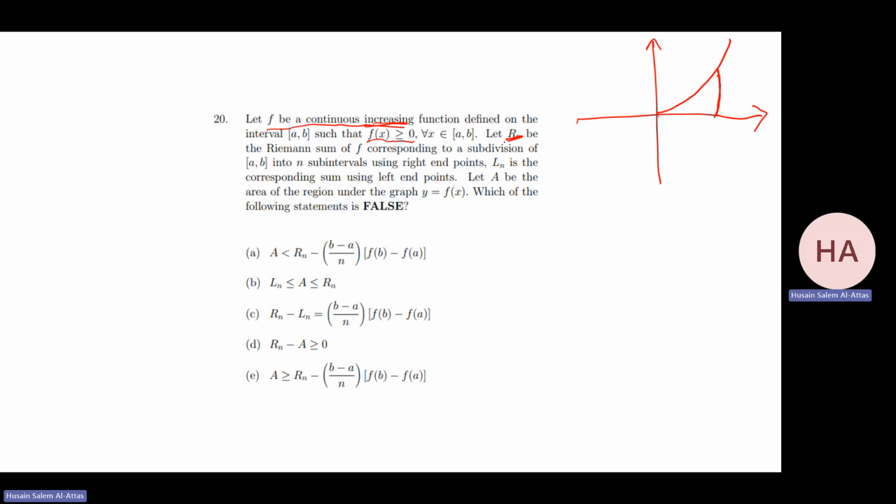They want Rn using right endpoints and Ln using left endpoints. And A is the exact area. So this is A, all of this is A. This is the area. Now, if I'm using right endpoints, this is my area, and this is my area. So you notice one thing.